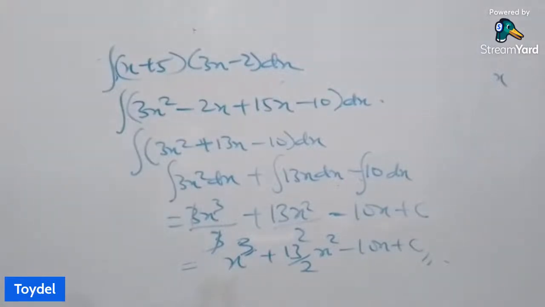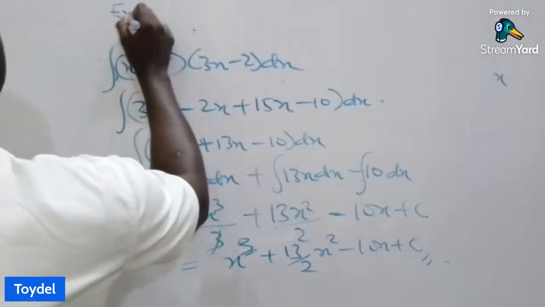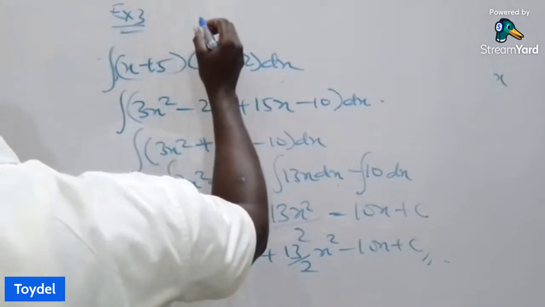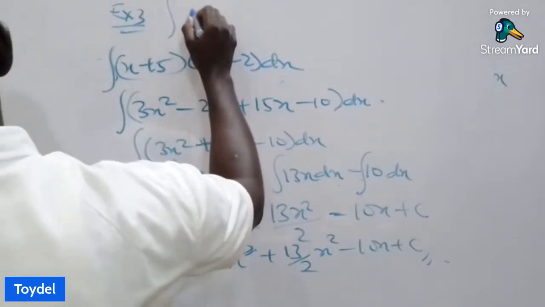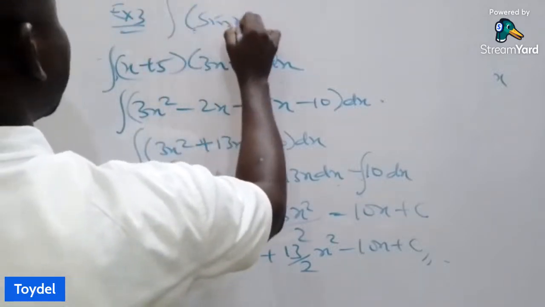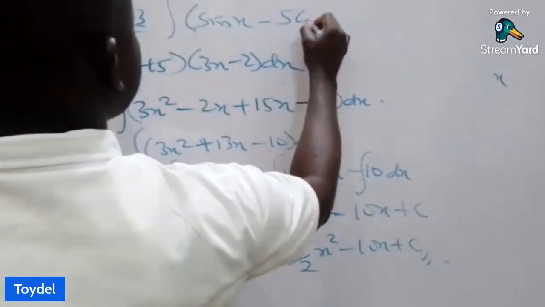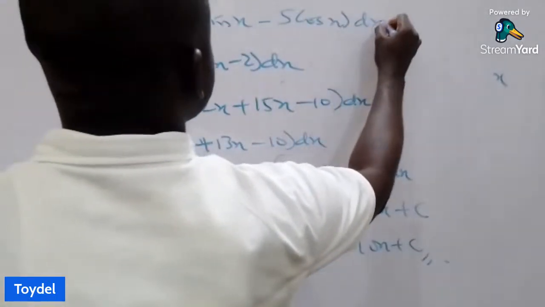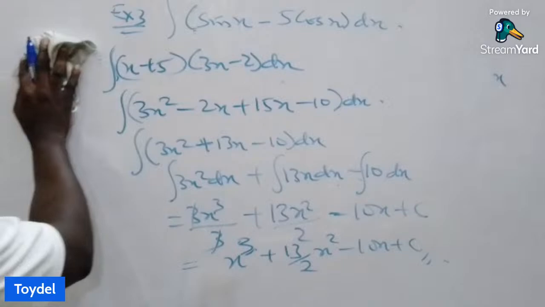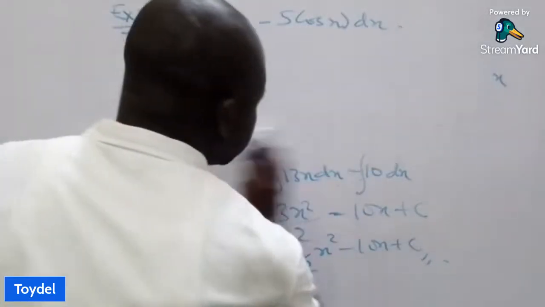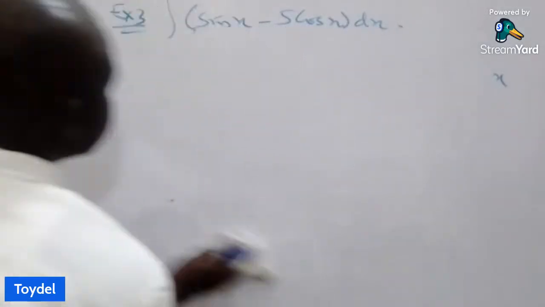So let's take one more example, probably under trigonometrical functions. Example 3, where we integrate the integral of sine x minus 5 cos x dx. So how do we integrate this?